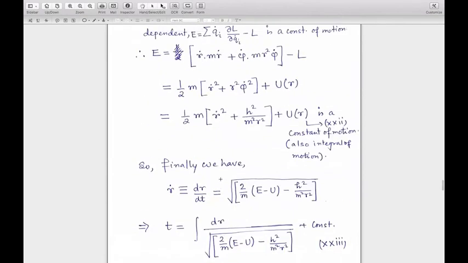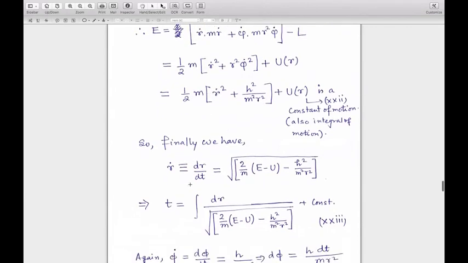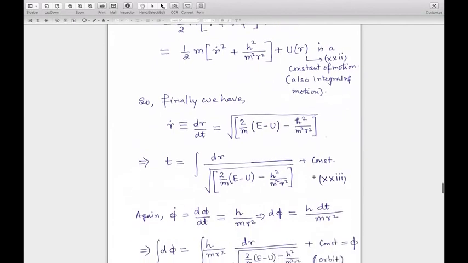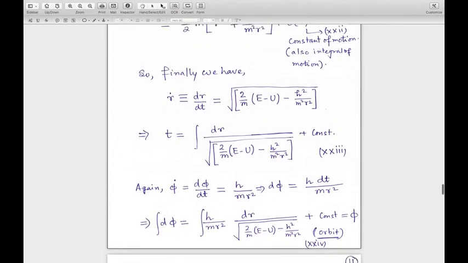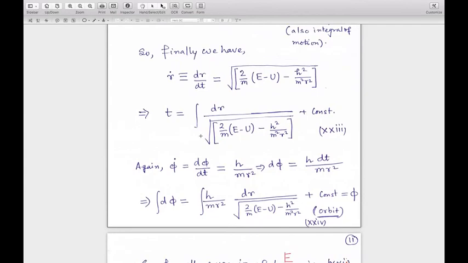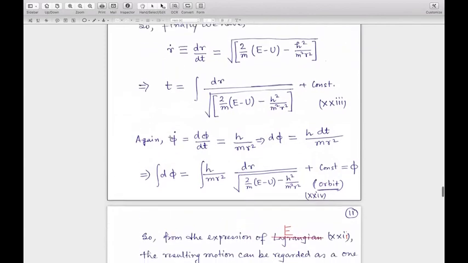Whatever it be, the good news is that you have an equation just having r dot and r. So you can simply write r dot equals root over 2 by m, E minus U minus h square by m square r square. And you can solve for t, just according to the prescription which we discussed in lecture number 12. Of course, you have to know the functional form of U for that. If you know how to integrate that correctly, then you can solve for t. And then, doing the inverse transform, you can have r as a function of t.